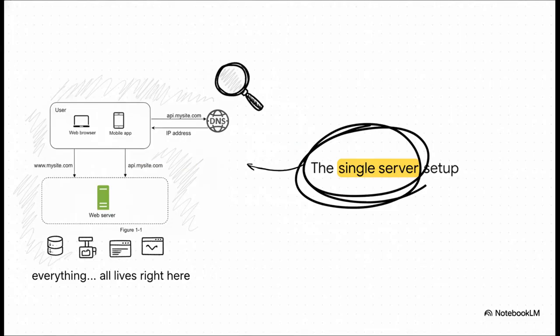Okay, here we are at day one, the single server setup. Literally everything, the web apps, the database, the cache, it all lives right here on one single machine. When a user on a web browser or maybe a mobile app wants to access the site, they ask the domain name system, or DNS, for the IP address. Think of DNS like the internet's phone book, right? It hands back the IP, and the user's device sends the HTTP request directly to this one lone web server. It's simple, it's elegant, and honestly, for a brand new project, it works perfectly.